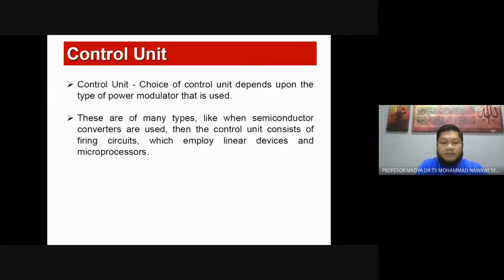Control unit. Choice of control unit depends upon the type of power modulator that is used. So it depends on the power converter that you use, then the control unit comes in. It can be very complicated where we have a computer, a microprocessor, or you can have discrete components, traditional, conventional components, like a PI controller. That is a traditional or conventional controller. When semiconductor converters are used, then the control unit consists of a firing circuit which employs linear devices and microprocessors.